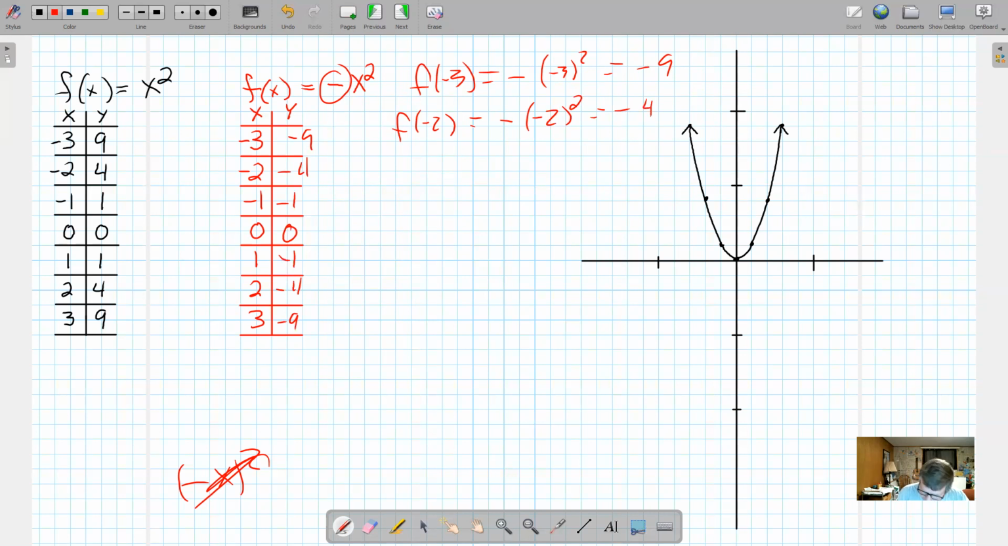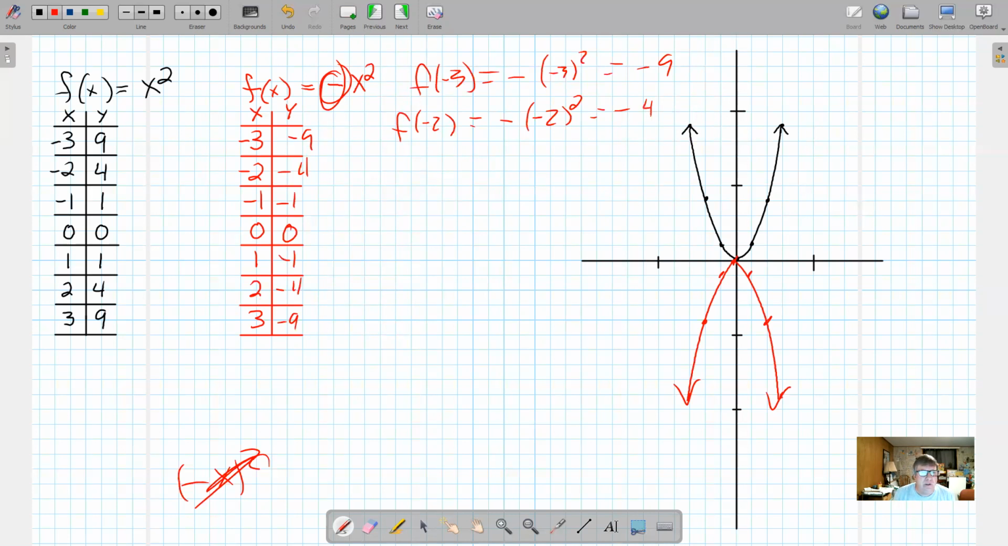Well, then where would that be? Well, let's see, negative 3, negative 9, negative 2, negative 4, negative 1, 0, 0, 1, negative 1, 2, negative 4, and 3, negative 9. So we get the same shape, only now it is flipped upside down. So having a negative out in front of that x squared flips the graph over.